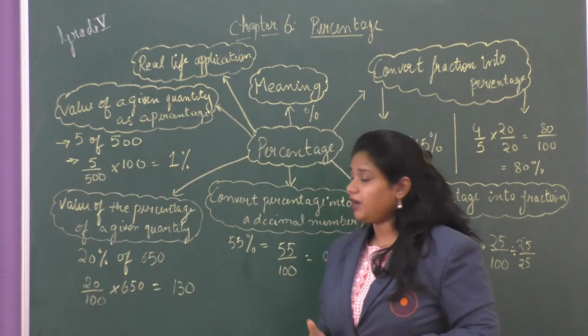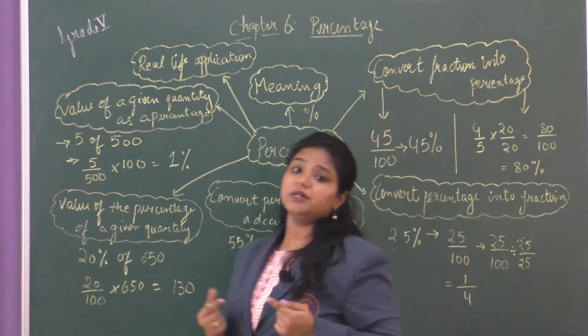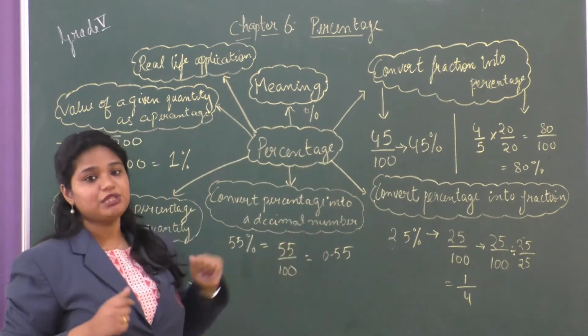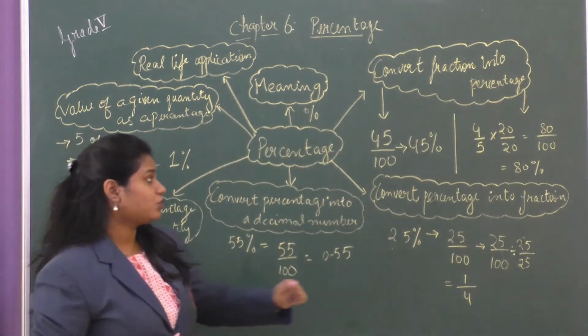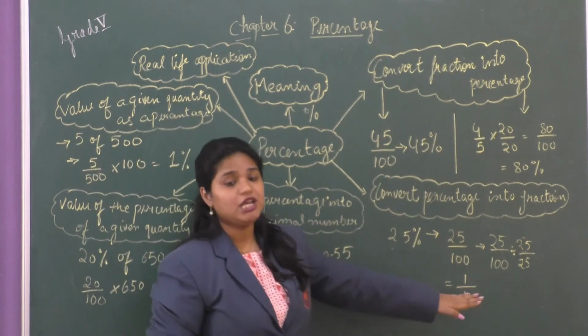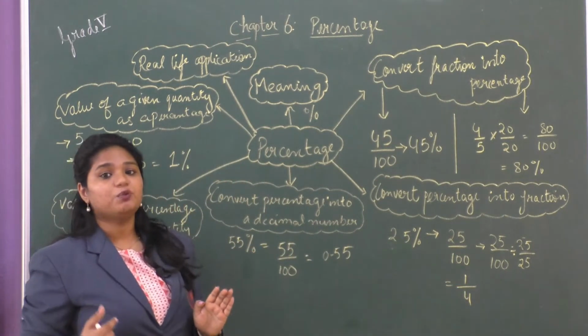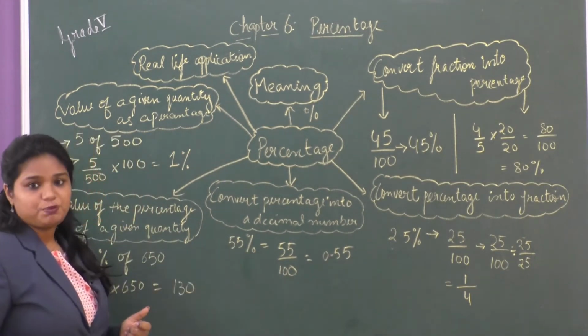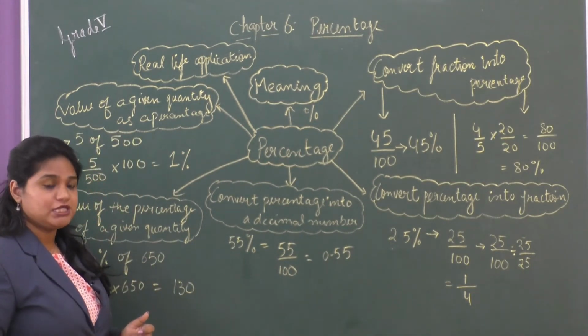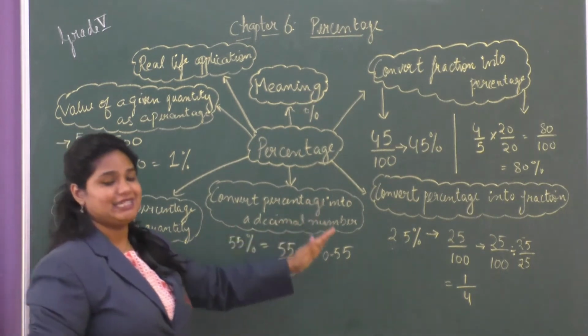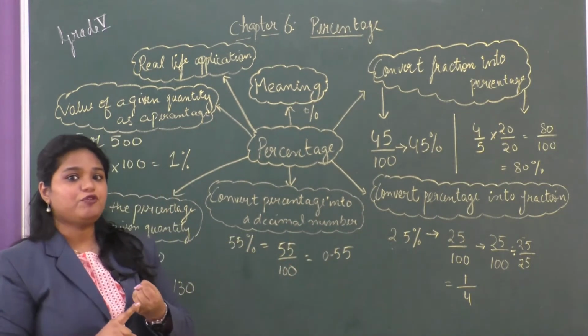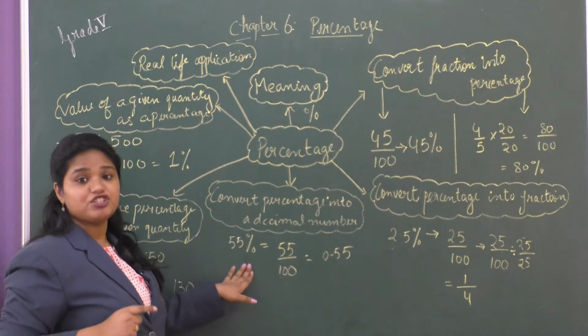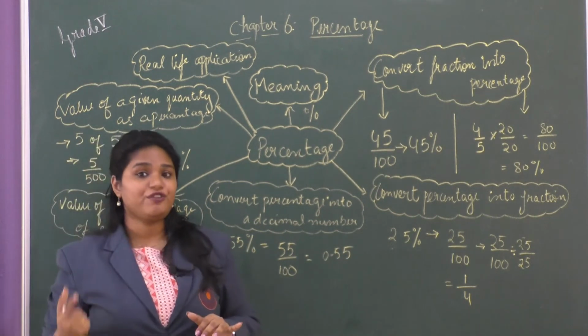Next we learned about how to convert a percentage into a decimal number. We learned how to convert a percentage into fraction. Now we will learn how to convert a percentage into a decimal number. So here we have a percentage 55%. We need to convert it into a decimal number. So our first step will be to convert this percentage into a decimal fraction.